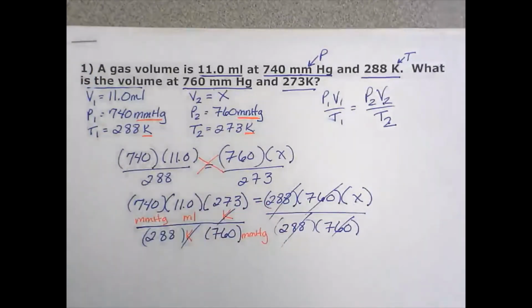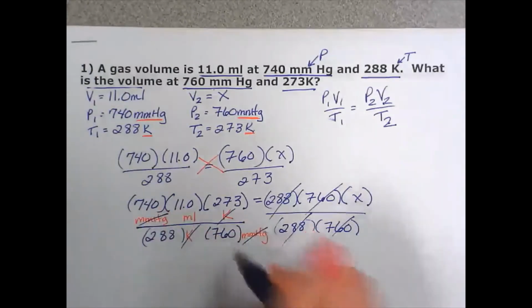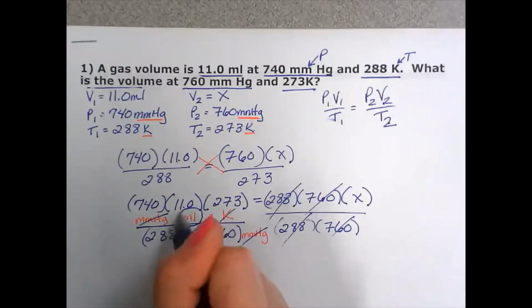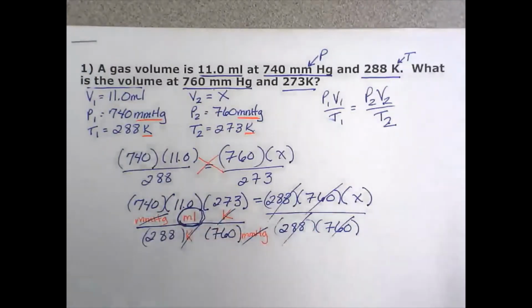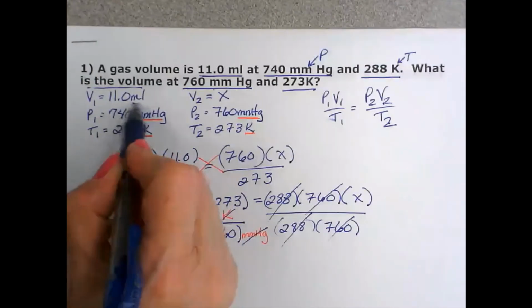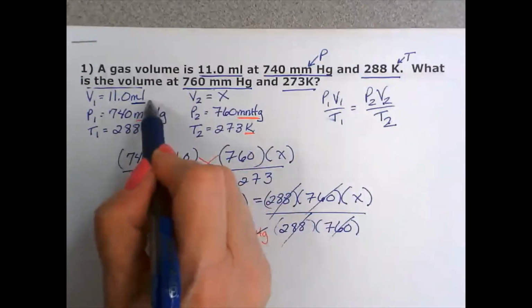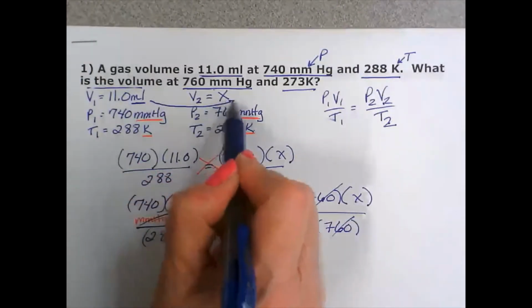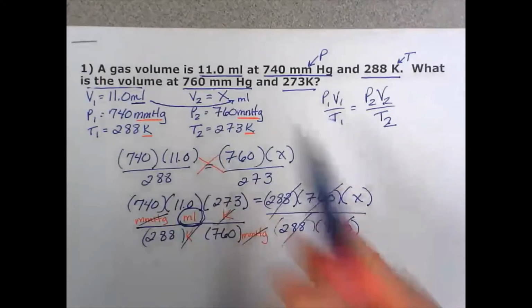K, millimeters of mercury. The only unit left is milliliters. And if that's what we get as our final unit, we know we set this up right, because if we started with our first volume being milliliters, the second volume has to be in those same units.